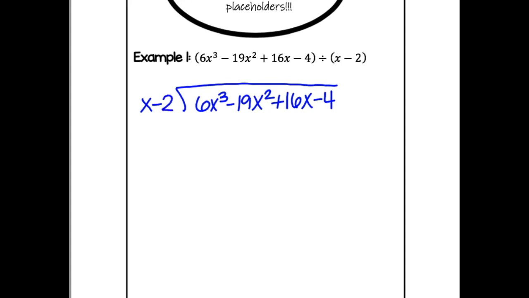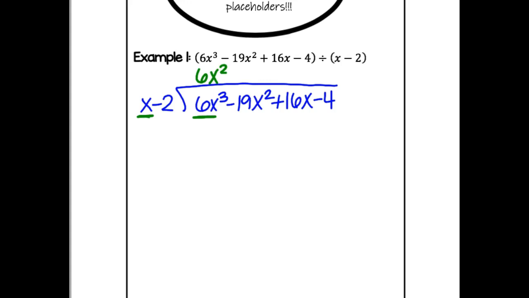This is the challenging part. You want to ask yourself, what do I have to multiply this x? Don't worry about the minus 2. It's kind of just along for the ride. To turn into 6x cubed. Well, I need to multiply by 6, and I need 2 more x's, so x squared.